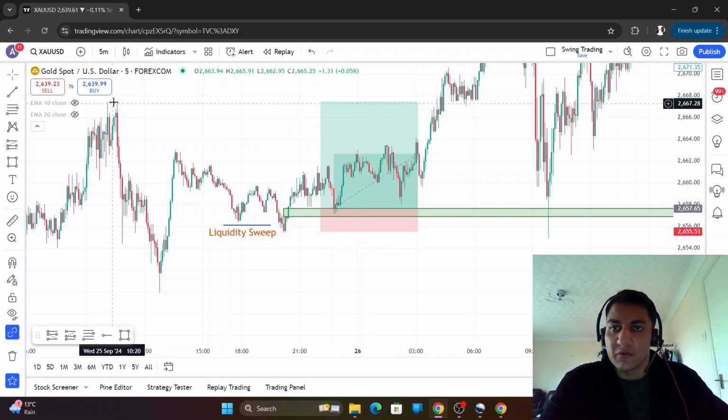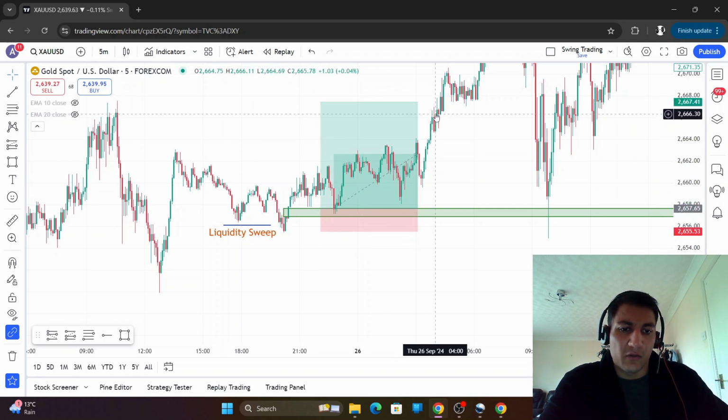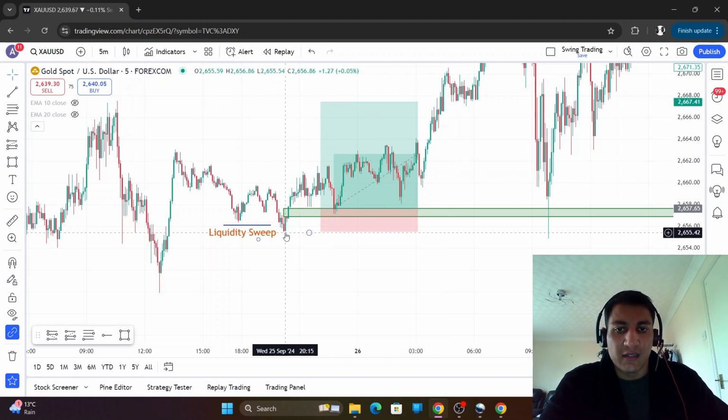Nice high probability trade. You'd be holding on, I don't know, for a few hours here. Yeah, until probably the end of London. But yeah, you'd always have your stop at this swing low here. Now, why would you have your stop at this swing low?